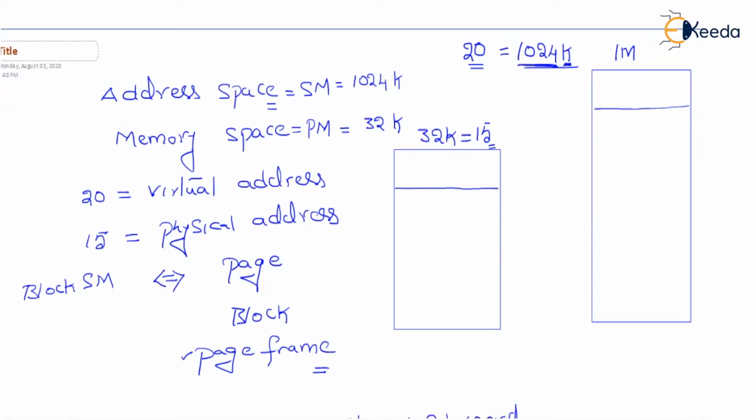Each page is equal to 1K. So here you know that there are a total of 1024 pages. Each page is of 1024 words, right? So that is 0th page, up to the 1023rd page. And each page size is again 1024 words.